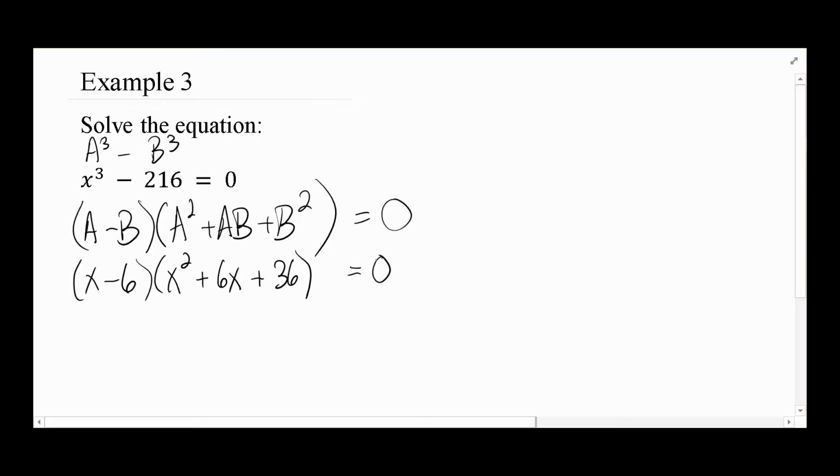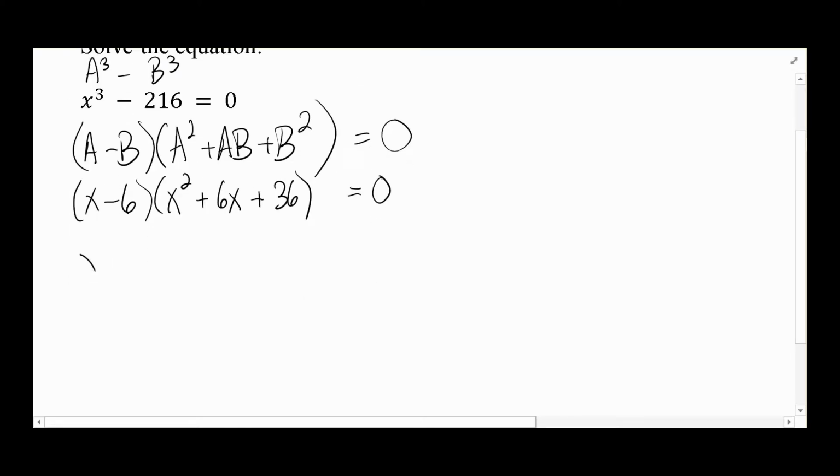So I've now factored this to have parenthesis times parenthesis equals 0, which means either the first parenthesis is 0 or the second parenthesis is 0. Now if the first parenthesis is 0, I get x equals 6, which we already knew was an answer. We knew that this worked. But now we also have a quadratic that we need to solve. Now that quadratic's not factorable, so we're going to use the quadratic formula.